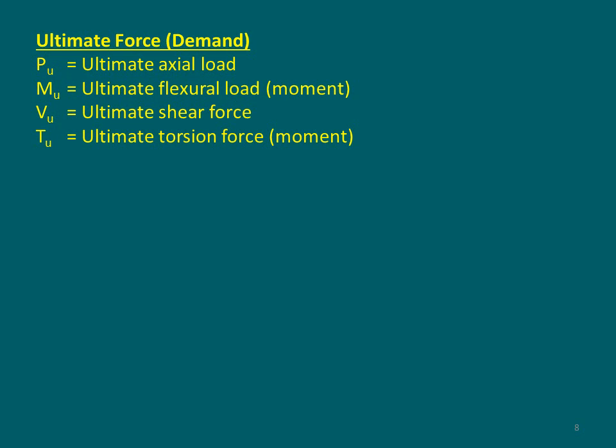So what is again P sub U? This is going to be the ultimate axial load. How do you get the ultimate axial load? This is going to happen when you have columns or certain structural members subjected to axial load. Ultimate flexural load is going to be the moment, which is rotation forces or rotational load. And this is going to be the standard moment that you use when it comes to beams. Same thing when it comes to shear.